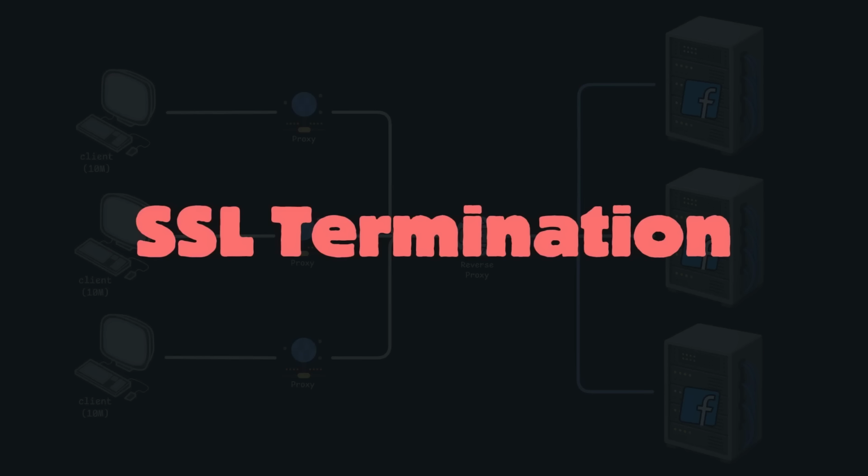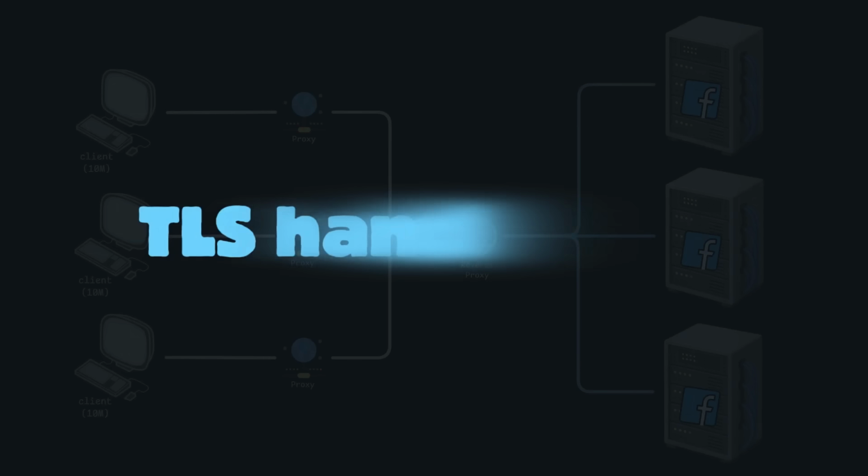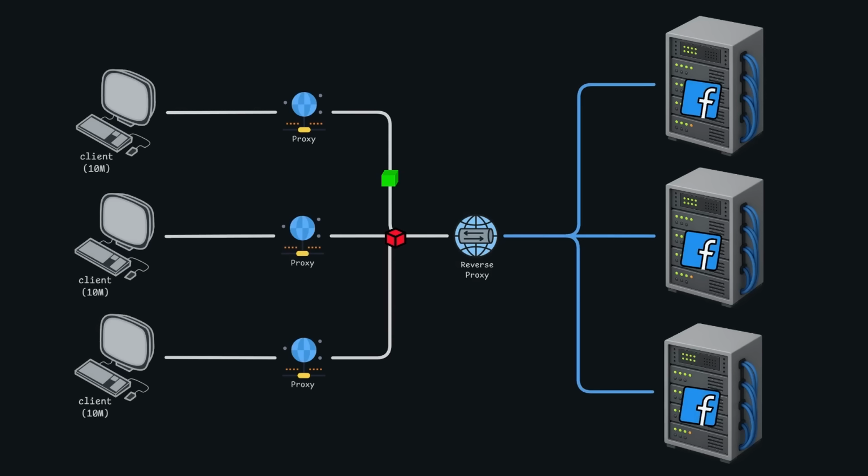Third, SSL termination. Encrypting and decrypting thousands of secure connections requires enormous processing power. The reverse proxy handles all that heavy cryptographic work, like TLS handshakes, so the backend servers can stay focused on doing one thing fast: delivering content.